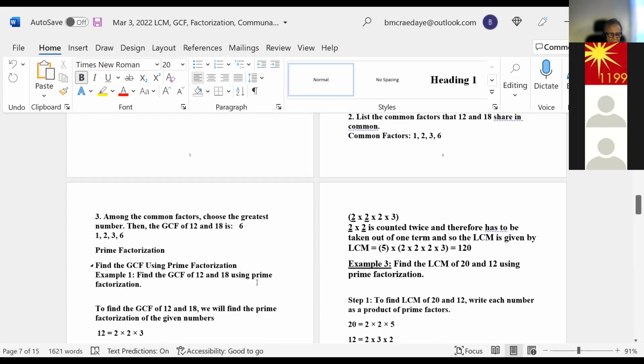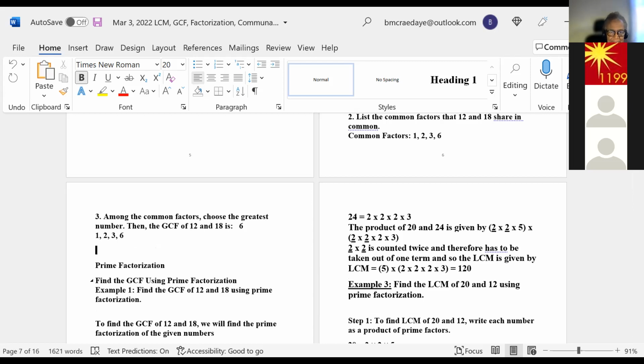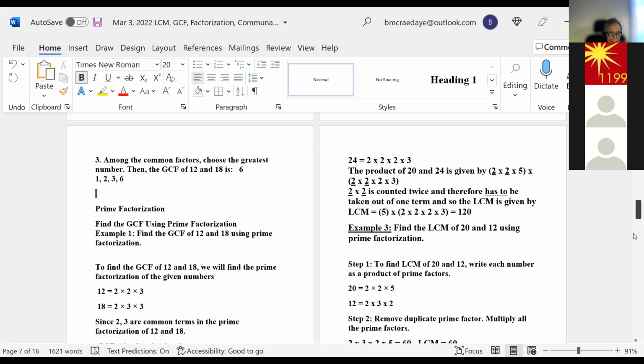Now, how do we define a prime number again? Someone want to tell me? What's a prime number? Numbers that can only be multiplied by themselves and 1, right? So another way of finding the least common multiple or greatest common factor is using primes, what we call prime factorization. That's taking the number and factoring it into prime numbers.